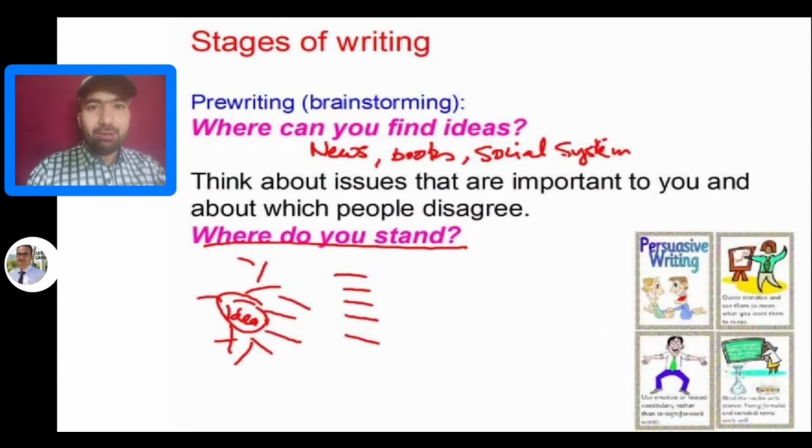Now let's see how the stages of writing begin in persuasion, that we have already done in another video previously. That link is down there. But let's just recap. Pre-writing, brainstorming. Where can you find ideas? News, books, social system, social media. Think about issues that are important to you and about which people disagree. Where do you stand? So this is what the brainstorming is. Just have the clear idea where you are standing and where others are standing. And when you know where you are standing, then you are going to march accordingly into your essay.